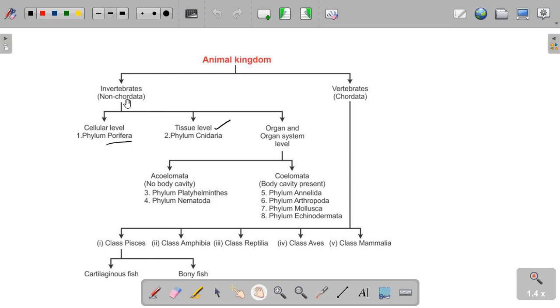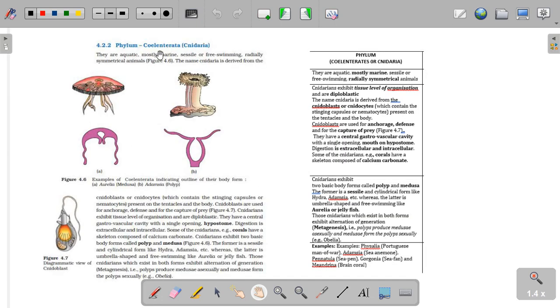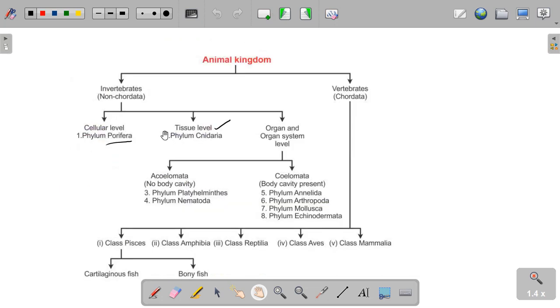Good morning, dear students. Today we're going to learn about the next phylum under animal kingdom, which is named Cnidaria or Coelenterata. You can see there is a progress in the body design. Poriferans have cellular level organization, whereas Cnidarians have tissue level of organization.